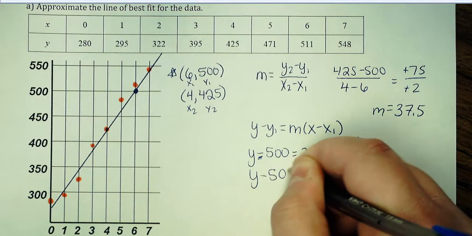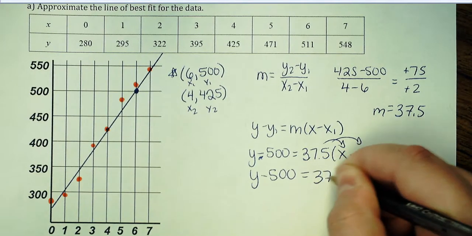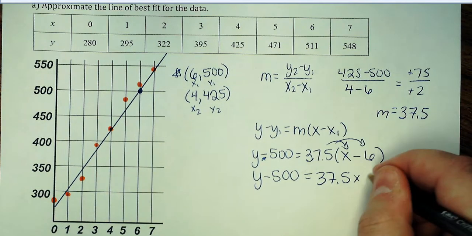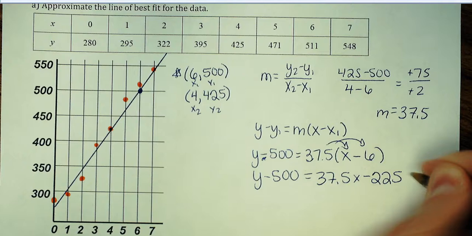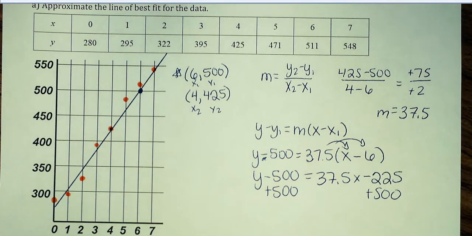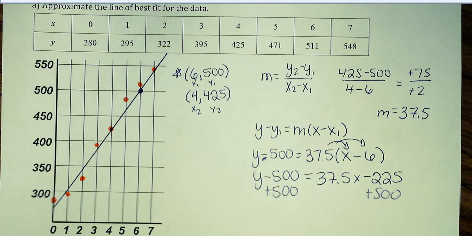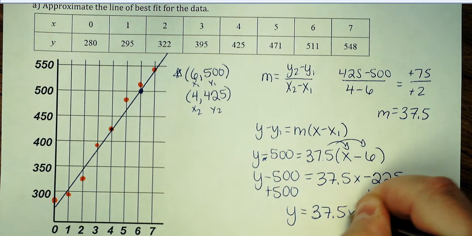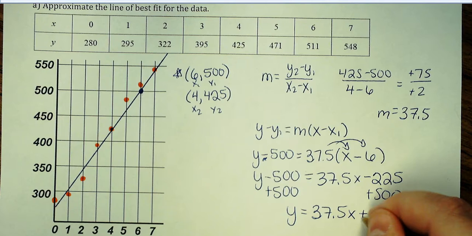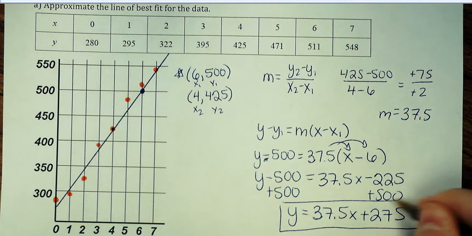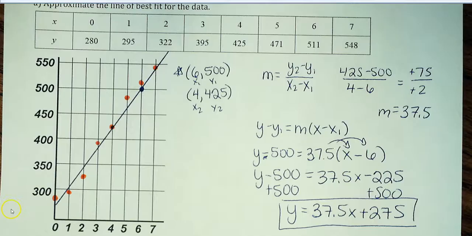So just going to do 2 steps, get my distributive property going here. And if you do 37.5 times negative 6, you're going to get negative 225. I'm going to add 500 to both sides. So negative 225, add your 500. This is going to be y equals 37.5x, and then plus 275. That is the equation of my trend line.